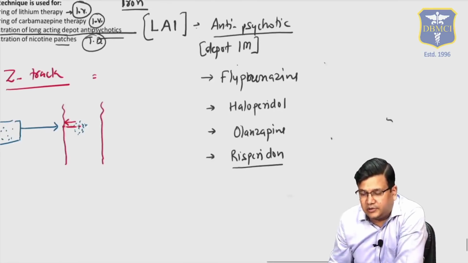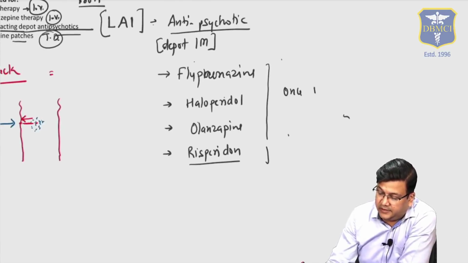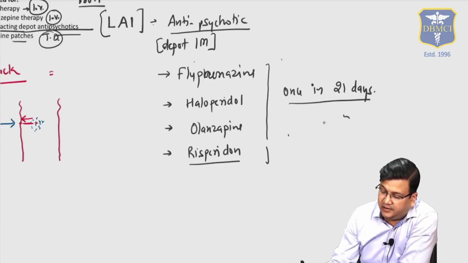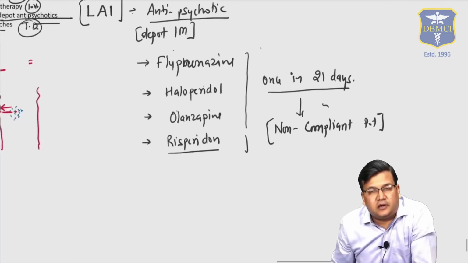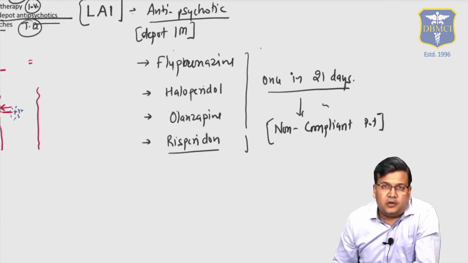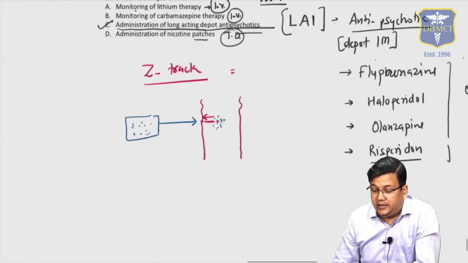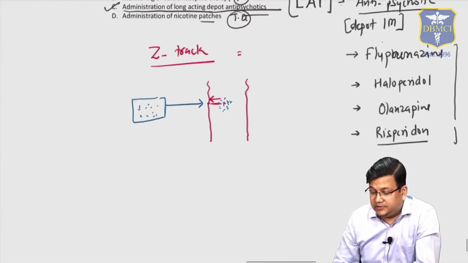Long acting intramuscular injections are given once in 21 days. Once in 3 weeks an injection is given, and they are suitable for non-compliant patients. Patients who are non-compliant in their treatment do not take drugs daily. For these kinds of patients, we can give long-acting or depot intramuscular injection by Z technique. Fluphenazine was the first. Then we have several new antipsychotics available as intramuscular injections.